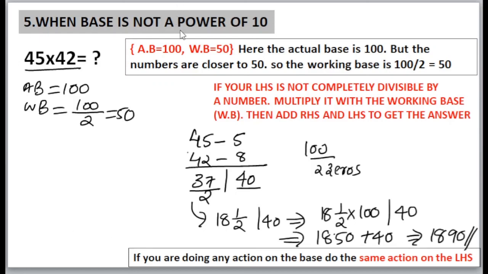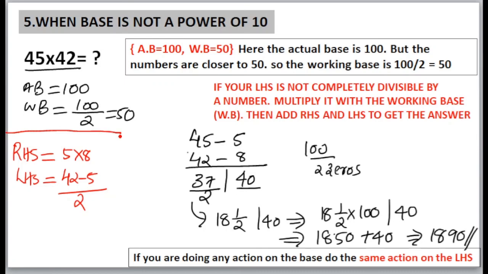So your RHS is 5 into 8 and your LHS is 42 minus 5 divided by 2. So this is your answer.